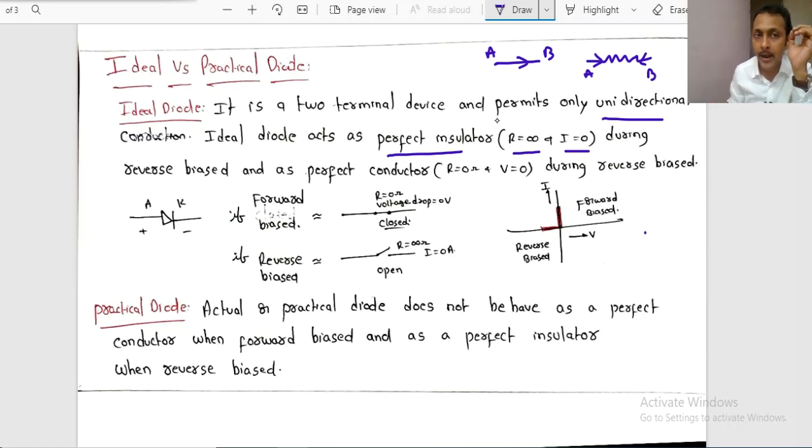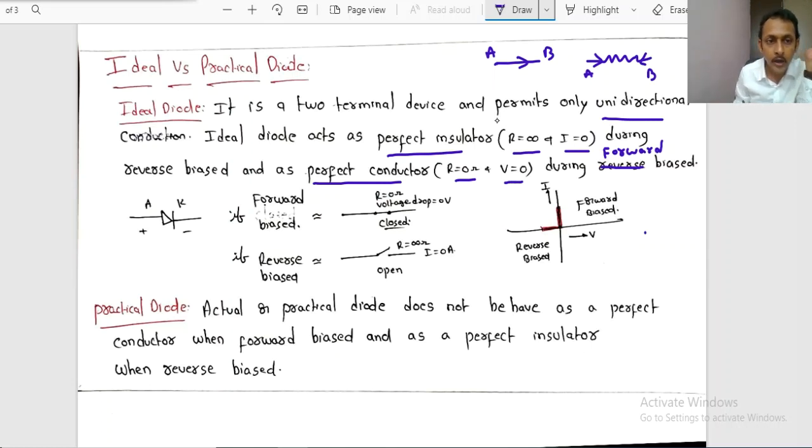Similarly, if it is an ideal diode, it acts like a perfect conductor during forward bias. How do you understand that? If it is a perfect conductor, the resistance must be 0 ohms. The voltage drop across it will be 0 volt, and the current flowing will be high.